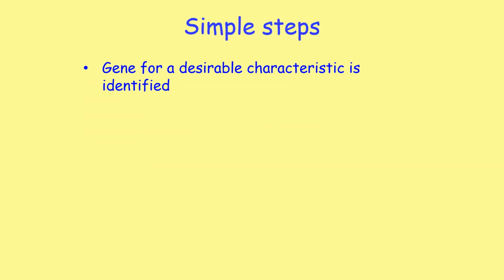Now, there are very simple steps in genetic engineering. Firstly, the gene for a desirable characteristic has to be identified. So within the whole human genome, remember 20 to 25,000 genes, we have to find the gene that we need that's going to create the protein that we're trying to produce. So we have to select that first.